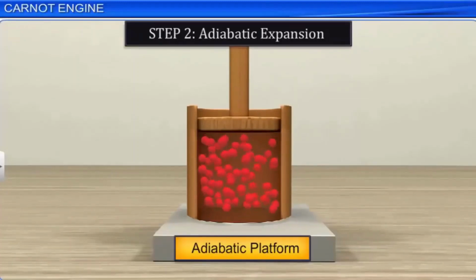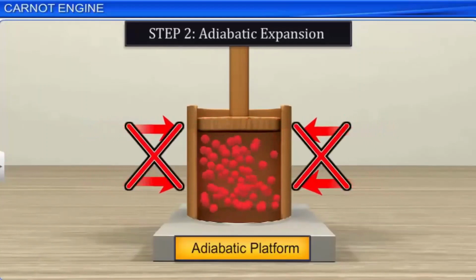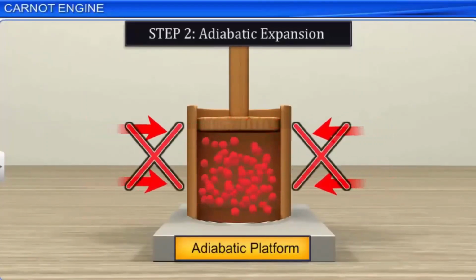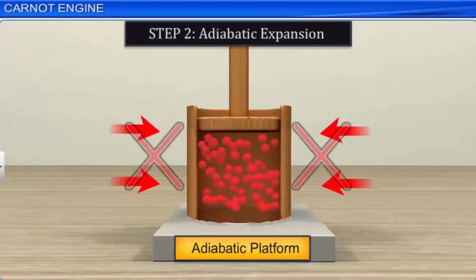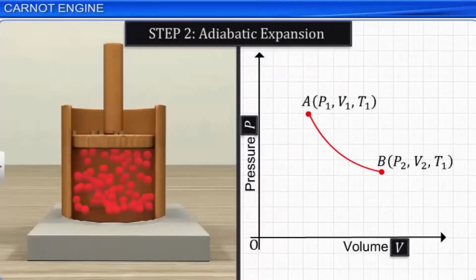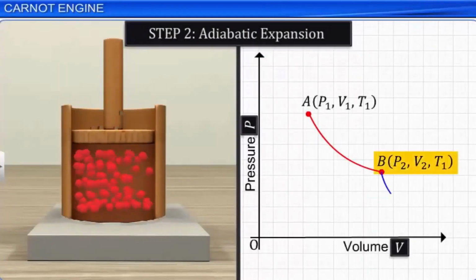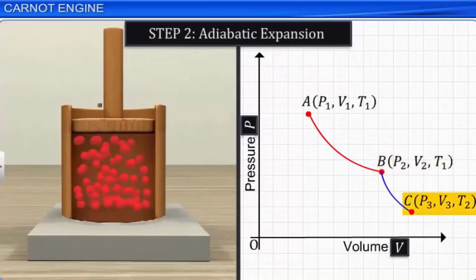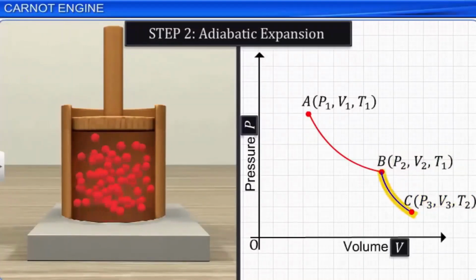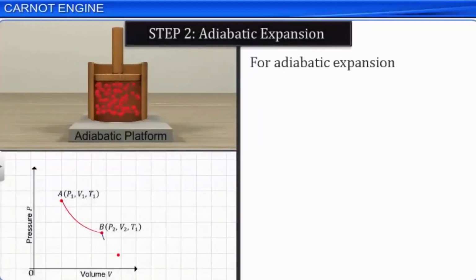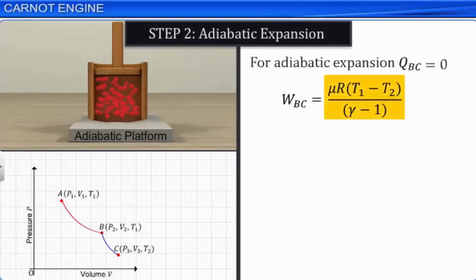Since the gas is surrounded by adiabatic material, there can be no exchange of heat between the system and its surroundings, and hence the expansion is an adiabatic expansion. Let us assume that this adiabatic expansion has taken the system from B (P2, V2, T1) to C (P3, V3, T2), and that this is represented by the BC curve in the PV diagram. For an adiabatic process, heat absorbed QBC is equal to 0 and the work done WBC is equal to μR(T1 − T2)/(γ − 1). Let this be equation 2.